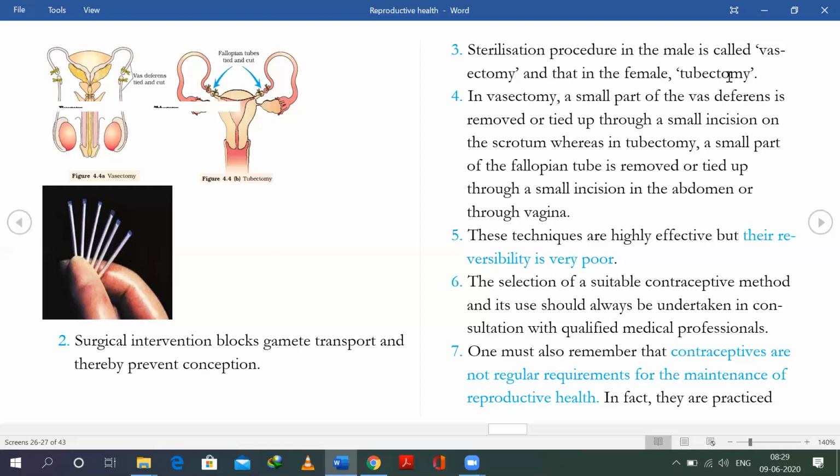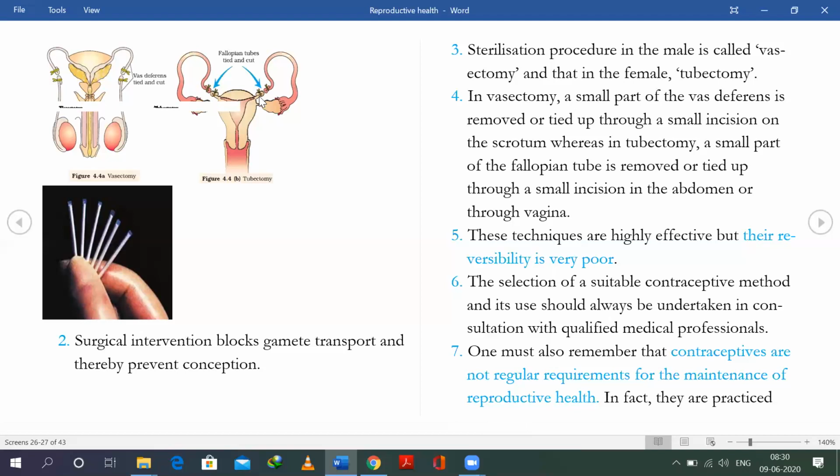So vasectomy and tubectomy, I have just explained, right? This point explains the procedure of vasectomy and tubectomy. Here they are highly effective, but reversibility is very poor. That means you cannot untie them and make the tube again. It does not happen, right? So that is why the reversibility is very poor.